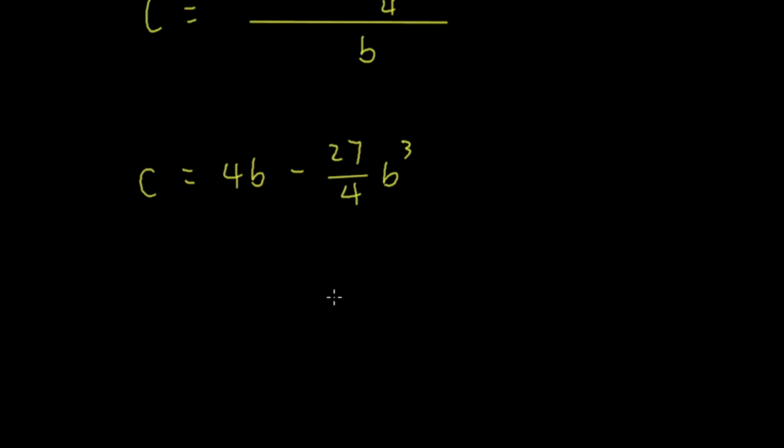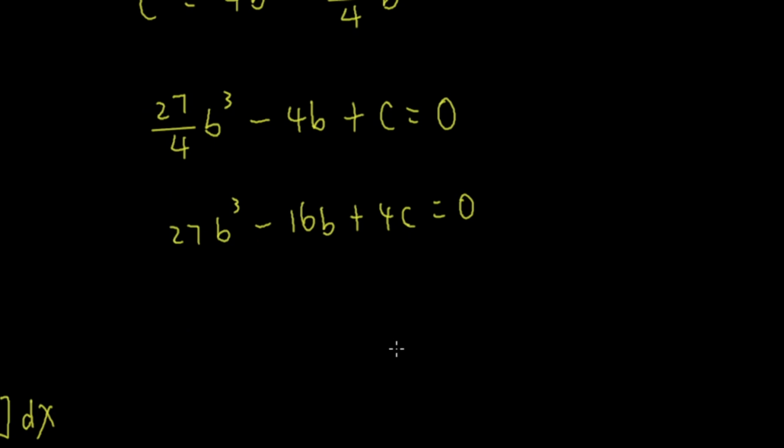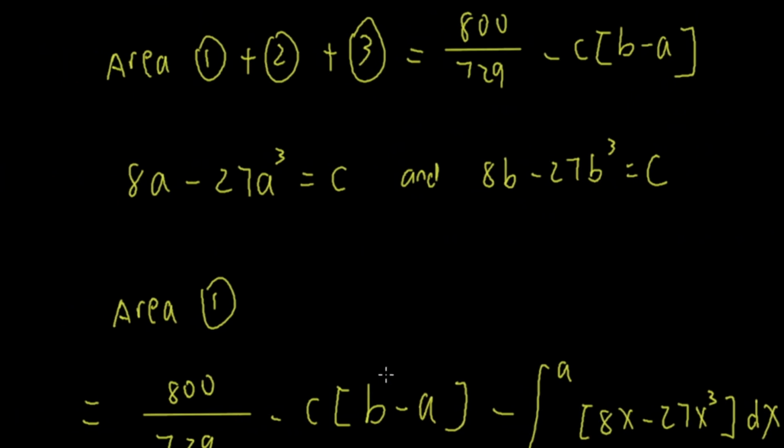Okay, let's do this, right? Move everything to the left side. We have 27 over 4 b to the cube minus 4b plus c equals 0. Multiply both sides by 4. We have 27b cubed minus 16b plus 4c equals 0. So what do we do now? You have one equation with two variables, b and c, two unknowns. But come back to here. We know that here, right?